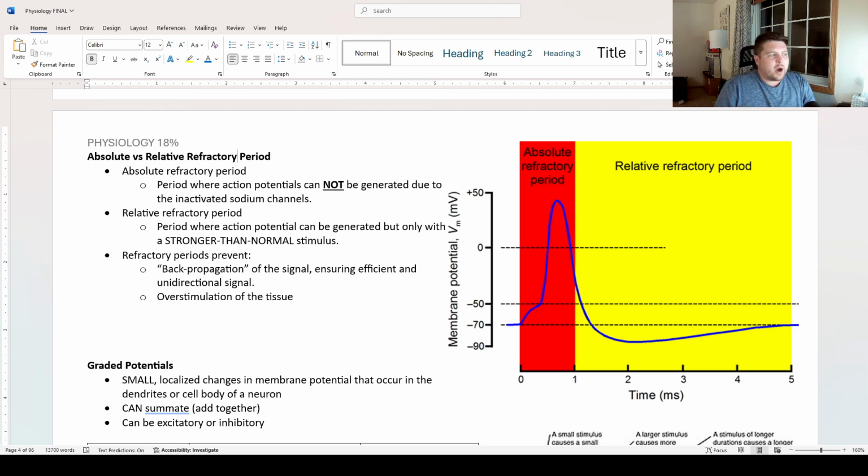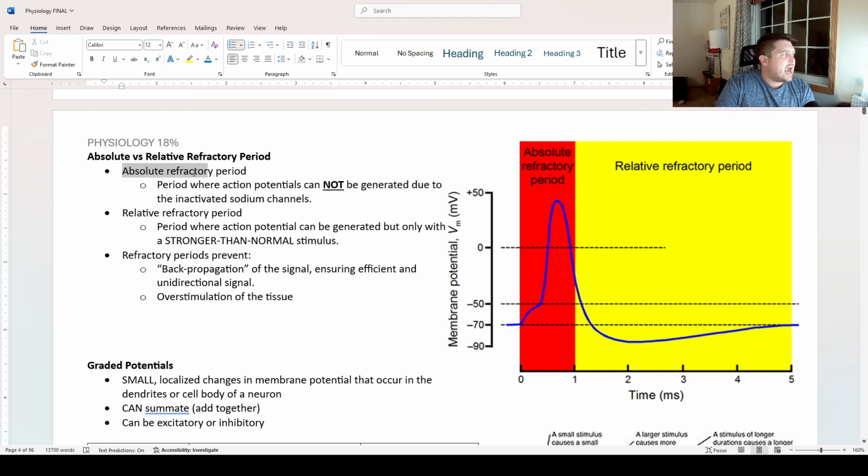So within our body, we don't want to be sending the same signal over and over again too quickly. If we send too many signals too quickly, they could get gummed up and jammed and interfere with one another, and we wouldn't end up with nice, fluid, smooth messages going through the body. So we have these periods of time where either we absolutely cannot have an action potential occur, or it's more difficult for an action potential to occur.